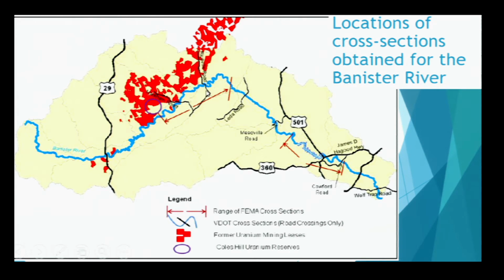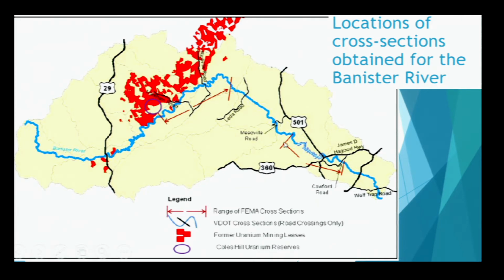And everything that you see in red here is the location of the former mining sites. So here you see a little purple circle. Not sure if you can see well there, where I have the cursor. So that's the new uranium reserve that there was interest in renewing the lease for, to start mining again.